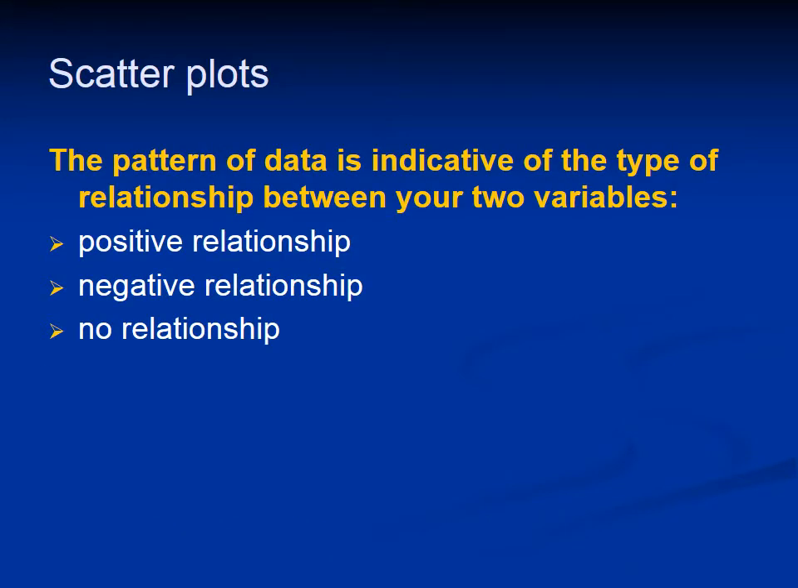Scatter plots. The pattern of data is indicative of the type of relationship between two variables. After you have plotted your scatter diagram, you will realize that the coordinates you have plotted follow a particular pattern. It could be a positive pattern, a negative pattern, or no pattern at all, whereby it doesn't show you any pattern, whether positive or negative. So it could give you three different versions: the positive relationship, the negative relationship, and no relationship.